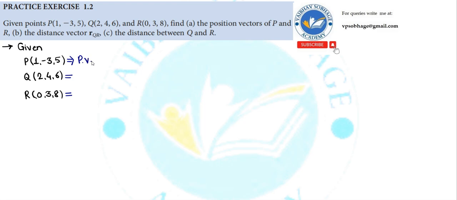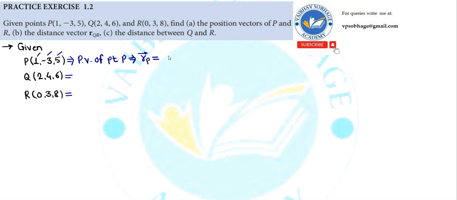The position vector of the given point P, I am going to represent it by using the small vector rP. That indicates the position vector for your given point. And what is the position vector for point P? That will be simply 1, minus 3, 5, which represent the magnitudes, or you can say the components along the x, y and z directions.